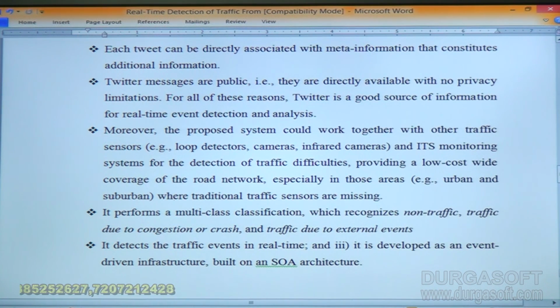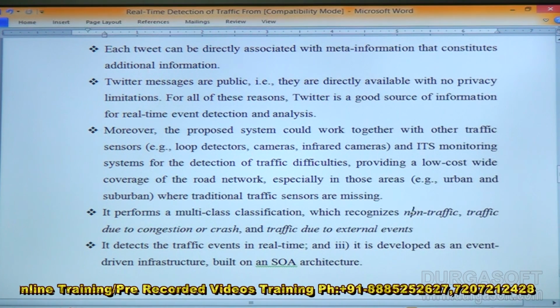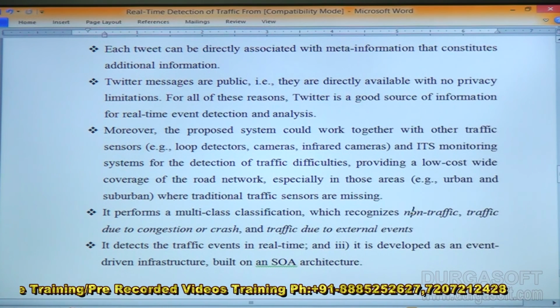And it also detects traffic events in real time, and it is developed as an event-driven infrastructure built on the SOA architecture, service oriented architecture. SOA means service oriented architecture. Based on the services, the architecture will be built. So we are giving high priority to the services.